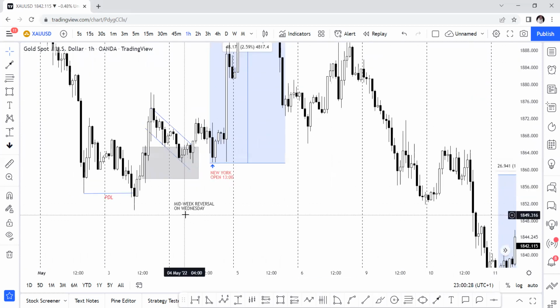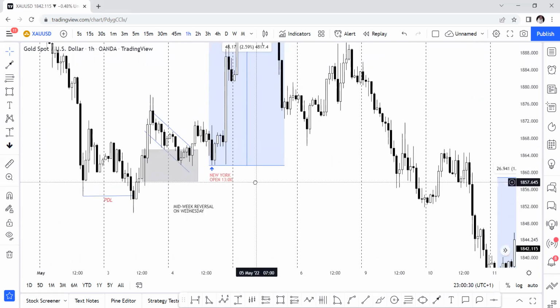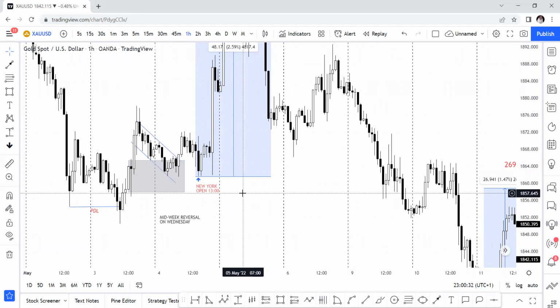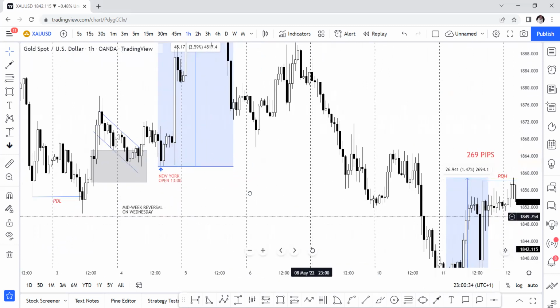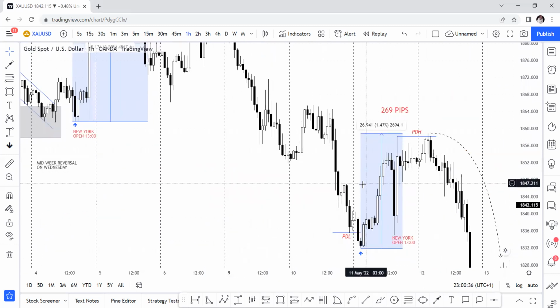Then coming to the 4th of May, that is the reversal for May.